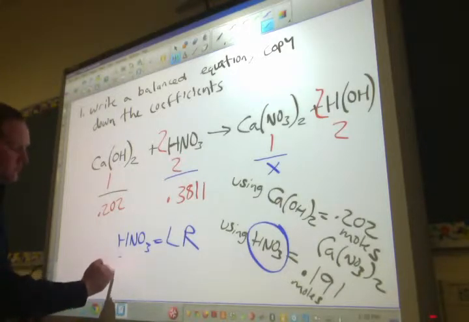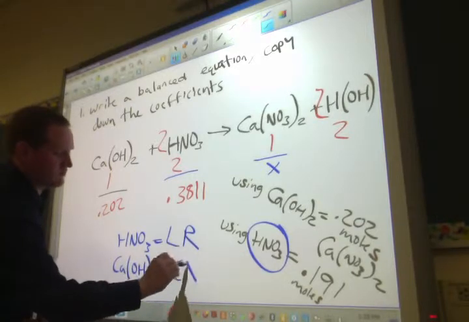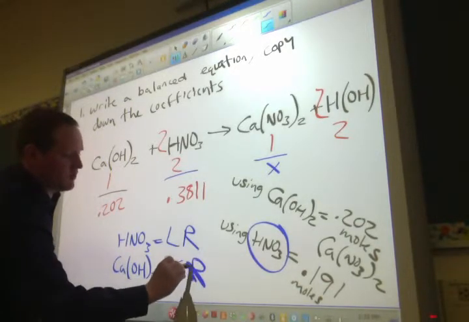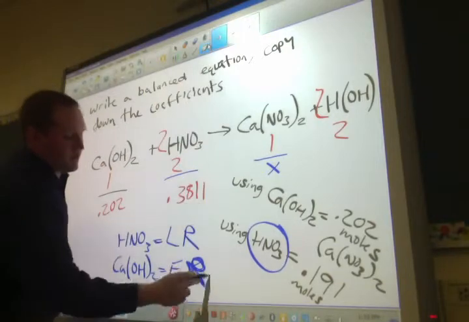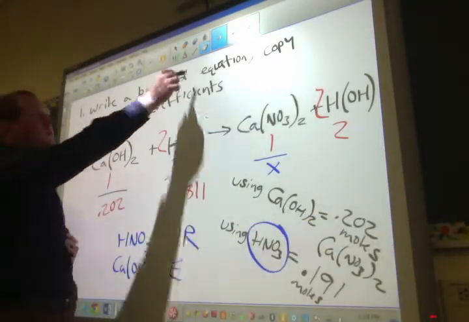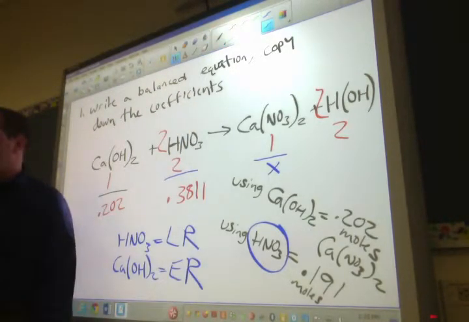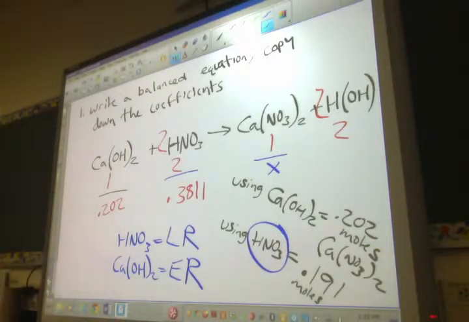Mr. S, how come we don't use the other product, the water, for this? We could choose either one of these products. We happen to choose the first one, so you can solve it using either one. So HNO3 is the limiting reactant because there's less moles. HNO3 is the limiting because when it goes through, it's going to produce less calcium nitrate than calcium hydroxide will.